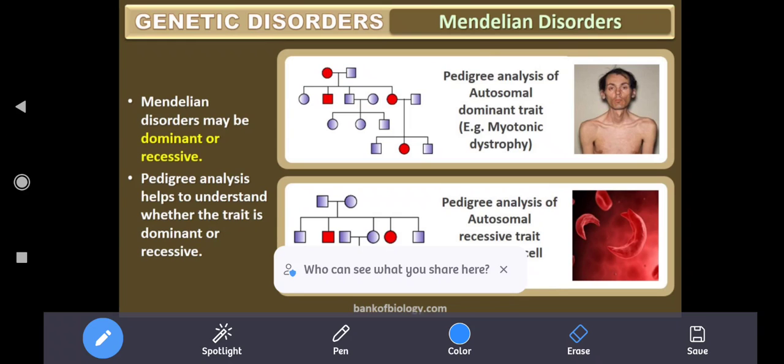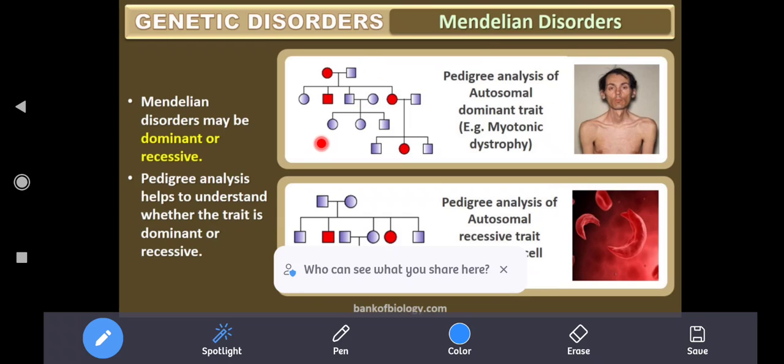Now the male is normal. If you look at the male, he is normal. And all the shaded ones, the red color ones, are diseased. Some of the females are normal. Some of the females in this family are normal. So these two are parents. Female is always represented by a circle, male always by a square.